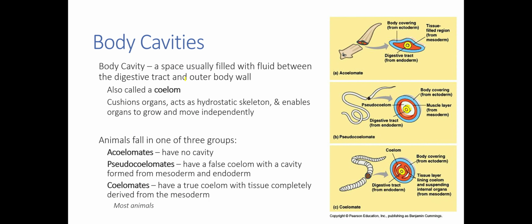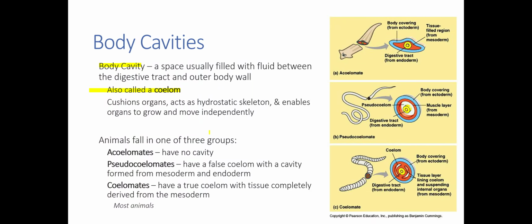Another way that we can classify animals into groups is based on their body cavity. A body cavity is usually a space between the digestive tract and the outside of the body. We call that a coelom. That's another name for it. Normally, it's filled with fluid, and we've got cavities inside of us, and they cushion our organs. They help allow them to move around a little bit on their own and adjust.